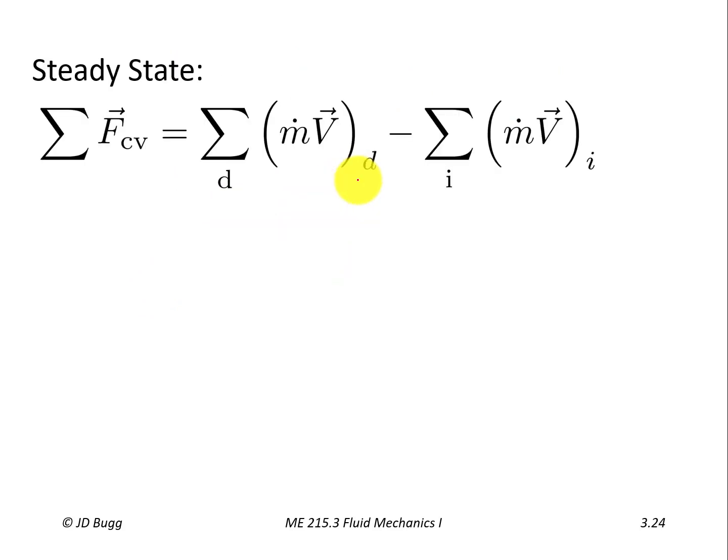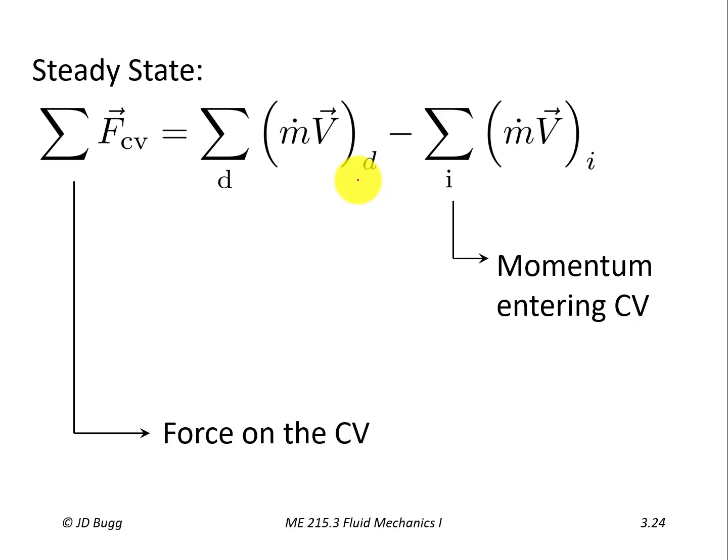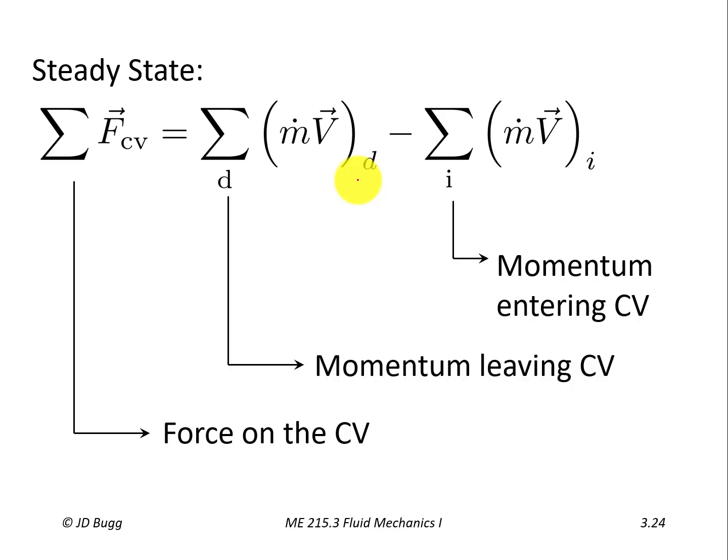So if we have both steady state and uniform, then it says that the sum of the forces on the control volume is equal to the sum of mass flow rate times velocity at discharges minus the sum of mass flow rate times velocity at the inlets. So these are all of the forces on the control volume. This is the momentum entering the control volume, and that's the momentum leaving the control volume.